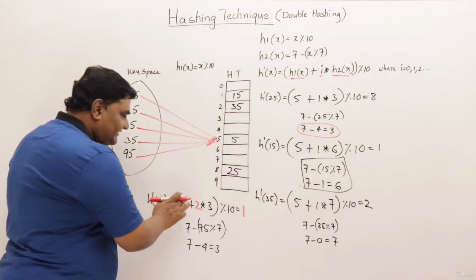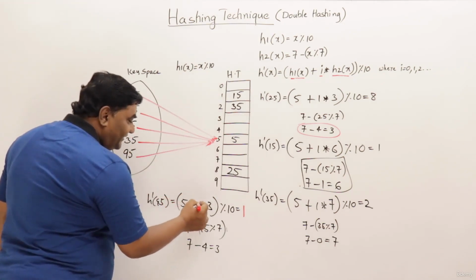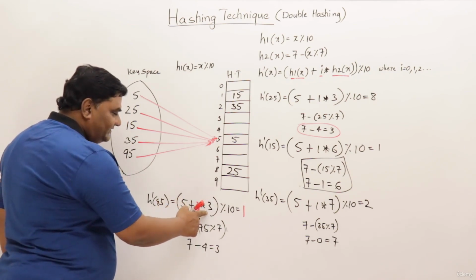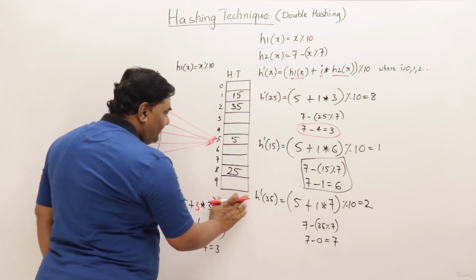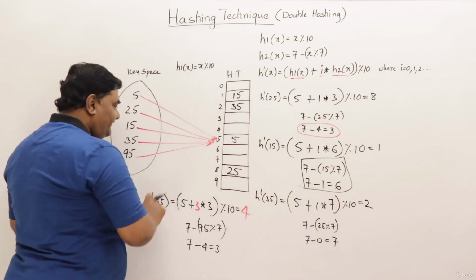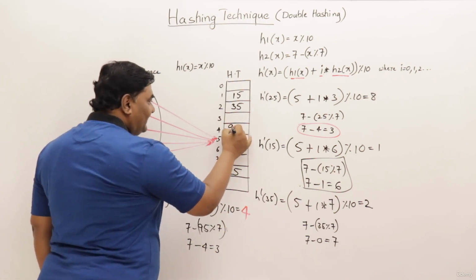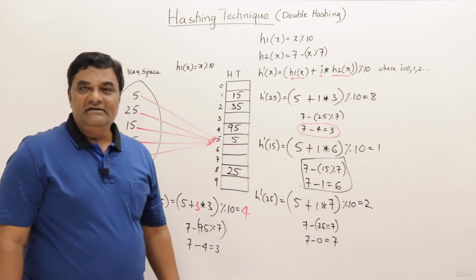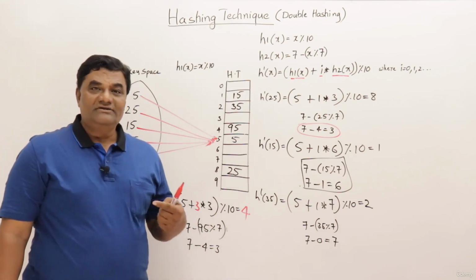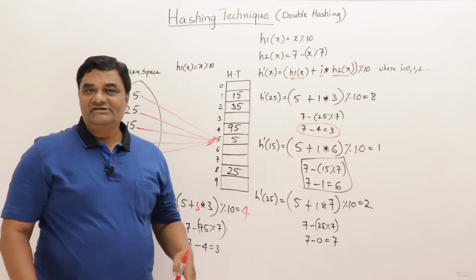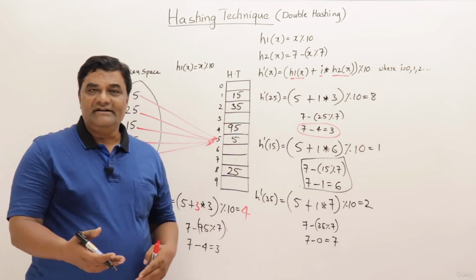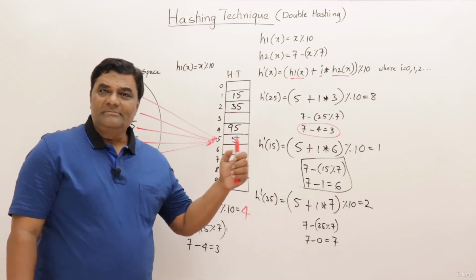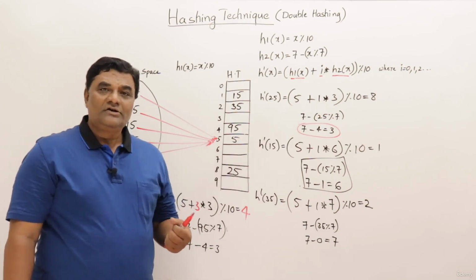So I have to modify this i and take the next value of i, that is 3. So this is 5 plus 9, that is 14 mod 10 is 4. Yes, 4 is vacant. Write down 95 here. So this is the key for which there were more than one collision. Otherwise, just one collision, the second index was a valid index or empty location. So this double hashing reduces collisions.